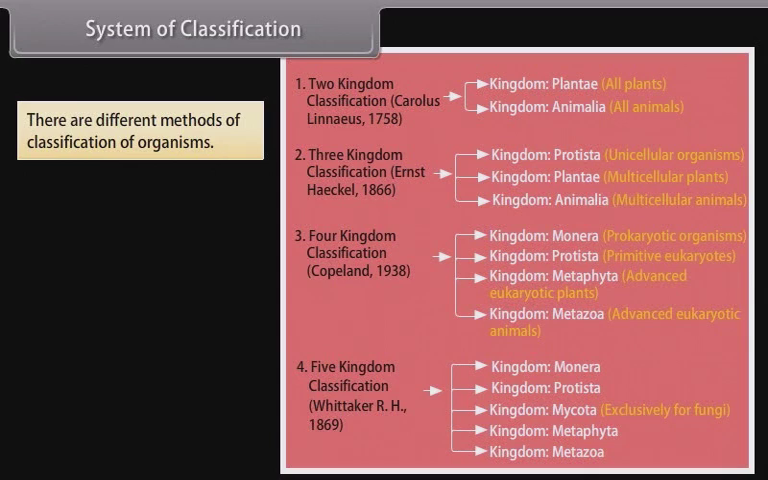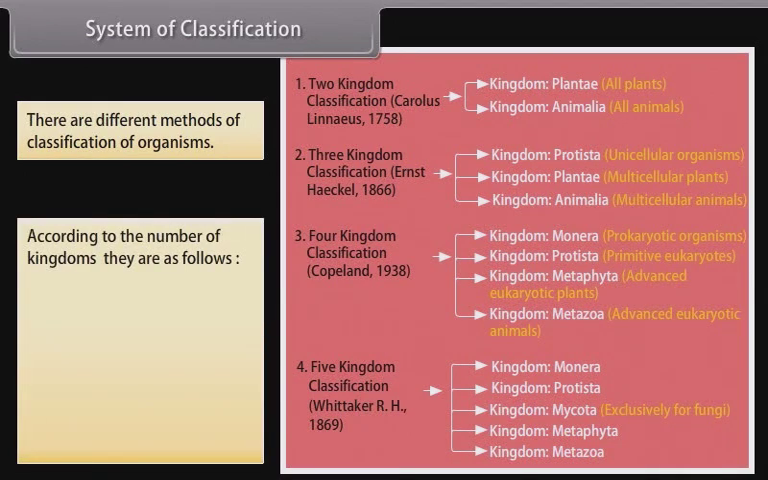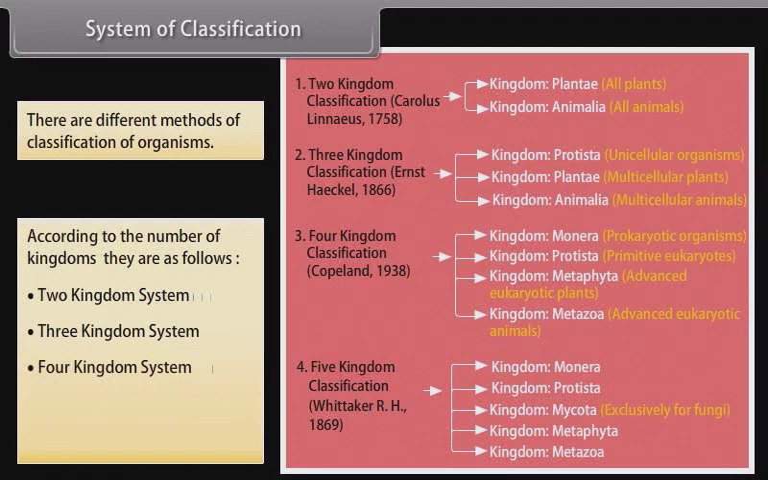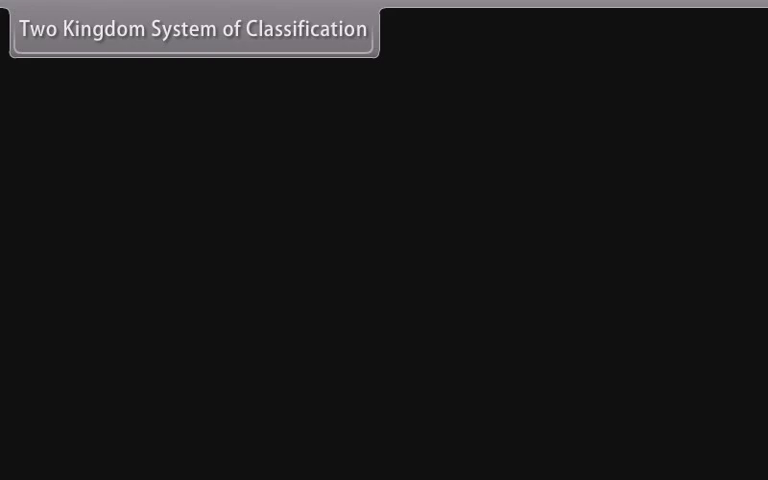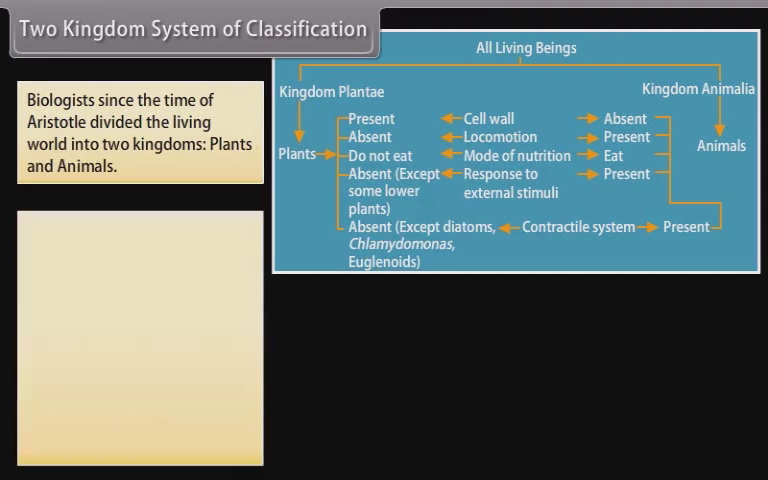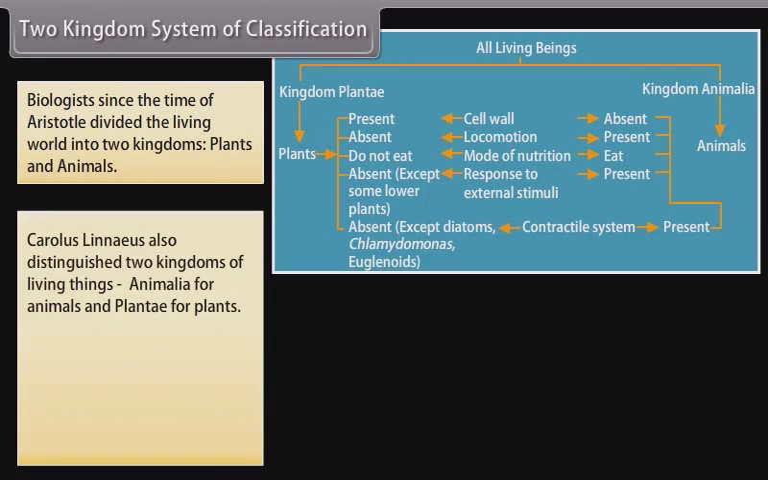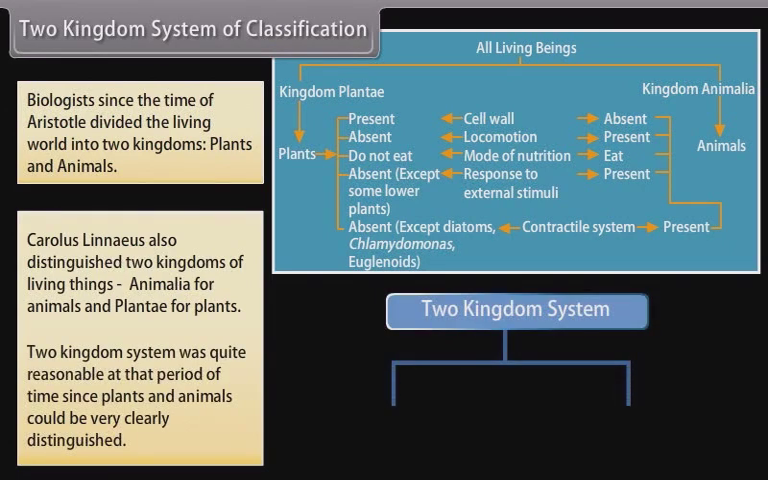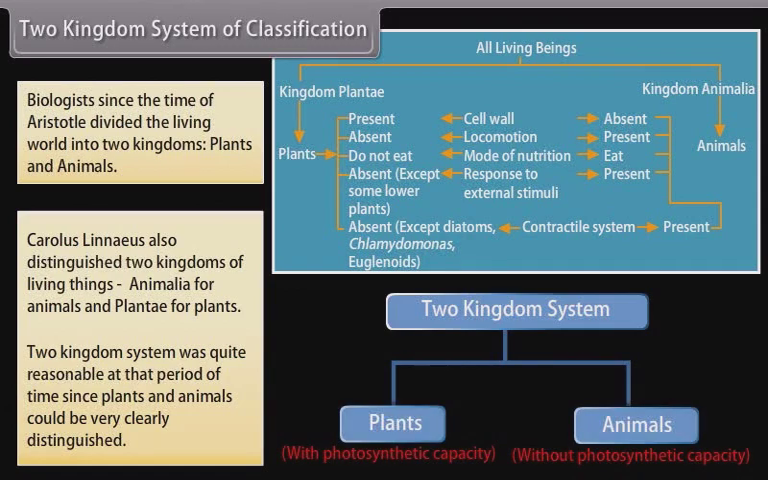System of classification. There are different methods of classification of organisms. According to the number of kingdoms, they are as follows: two kingdom system, three kingdom system, four kingdom system, five kingdom system, six kingdom system. Two kingdom system of classification. Biologists since the time of Aristotle divided the living world into two kingdoms, plants and animals. Carolus Linnaeus also distinguished two kingdoms of living things, Animalia for animals and Plantae for plants. Two kingdom system was quite reasonable at that period of time since plants and animals could be very clearly distinguished.